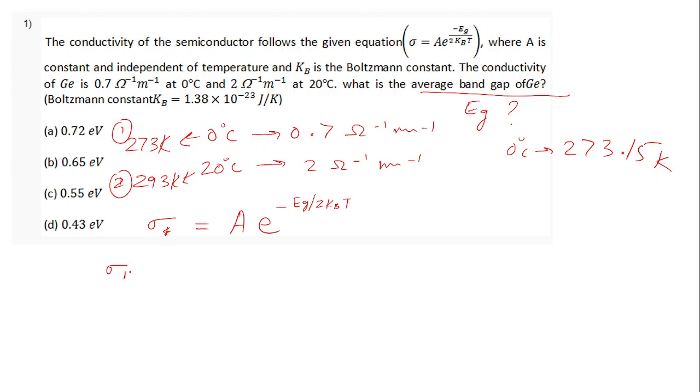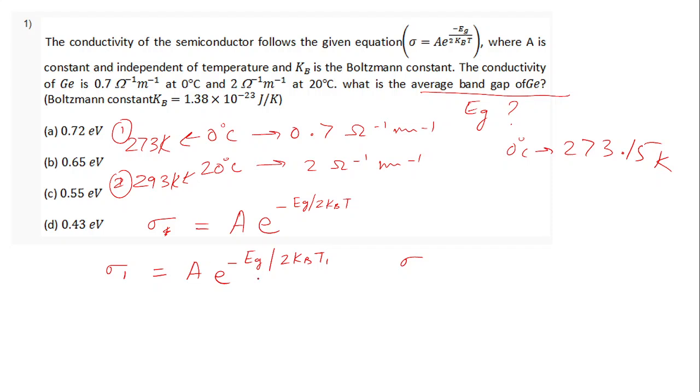Now sigma 1 will be A e to the power minus Eg by 2 kB, and right now I'll just put the value of T1. Let's say it will be T1.